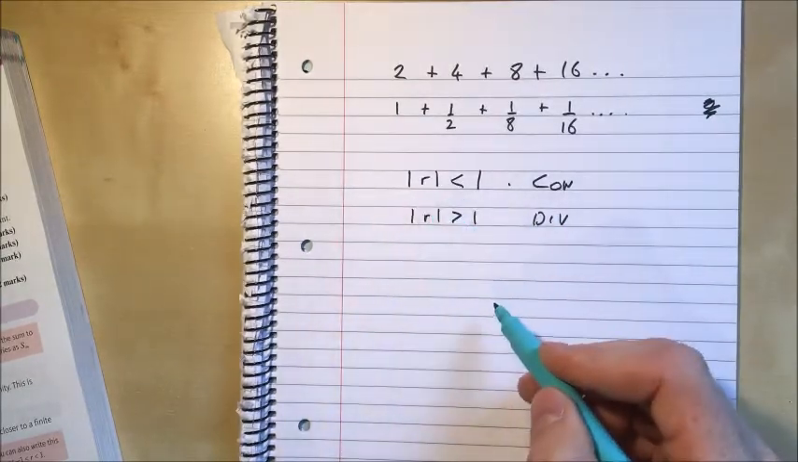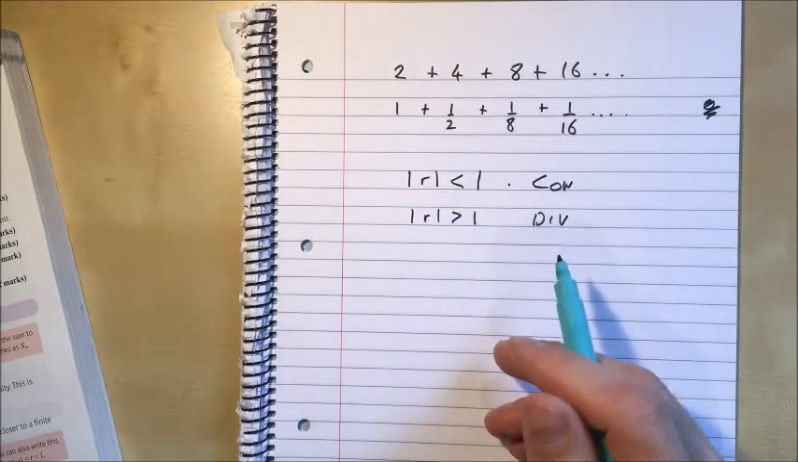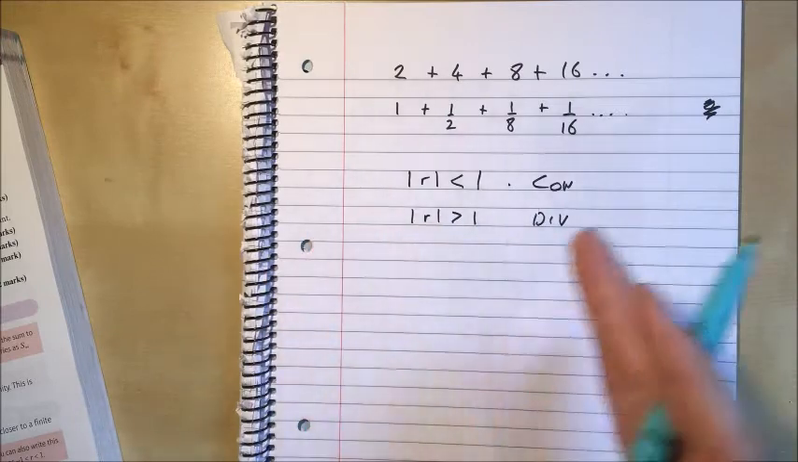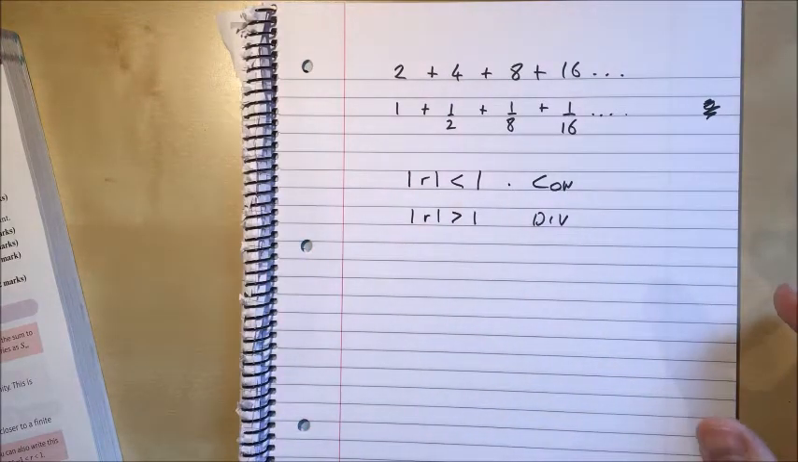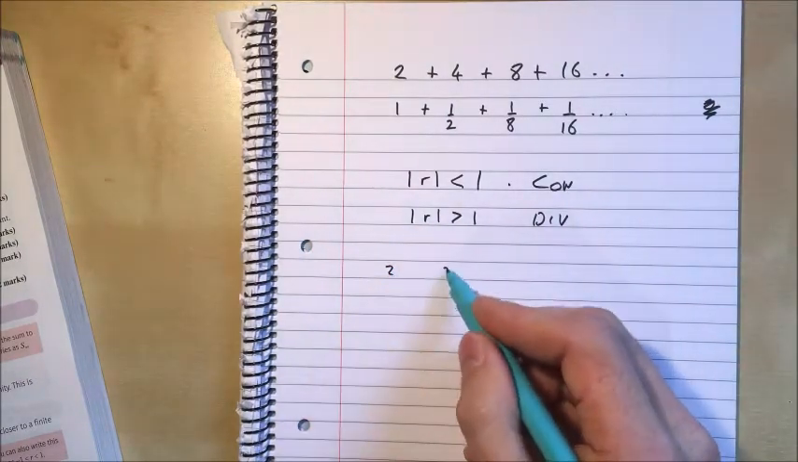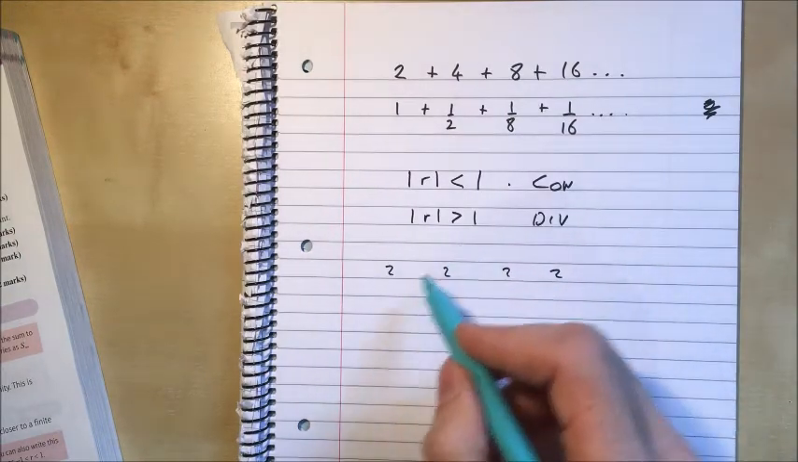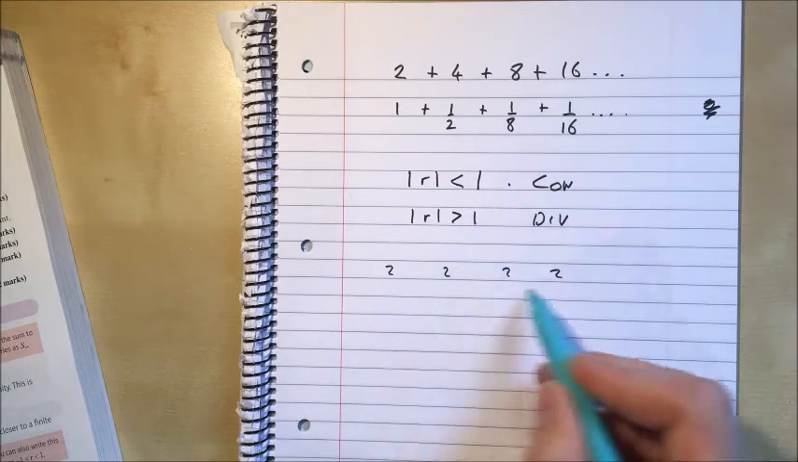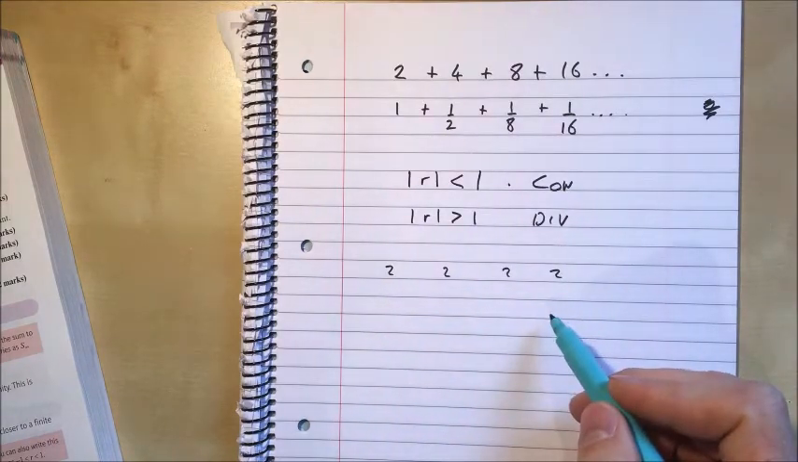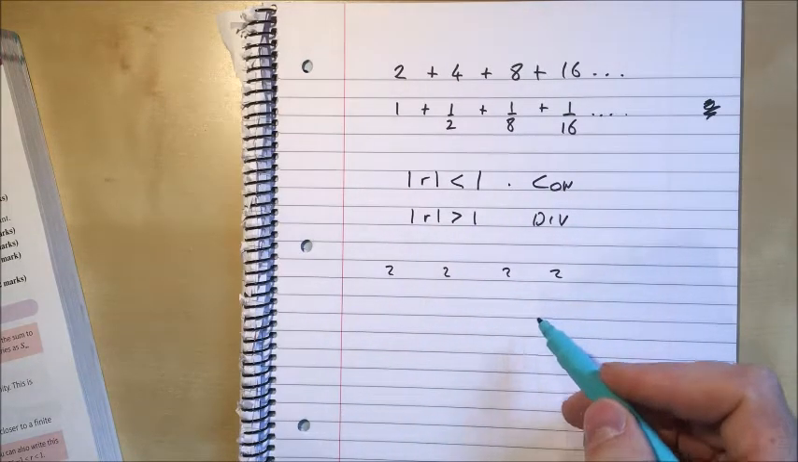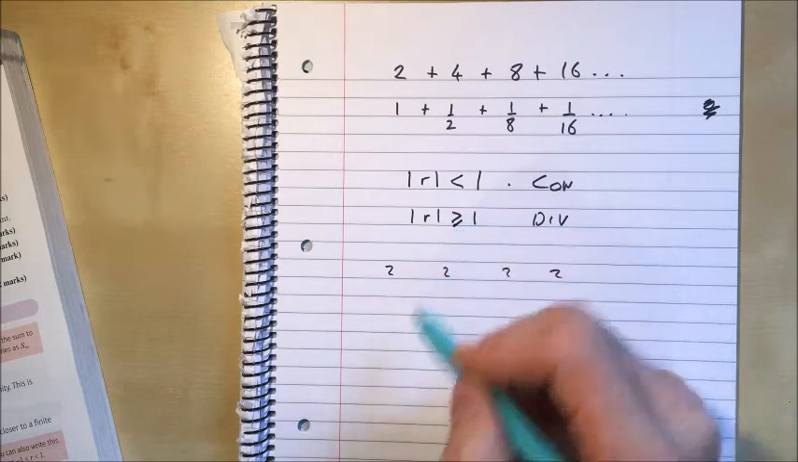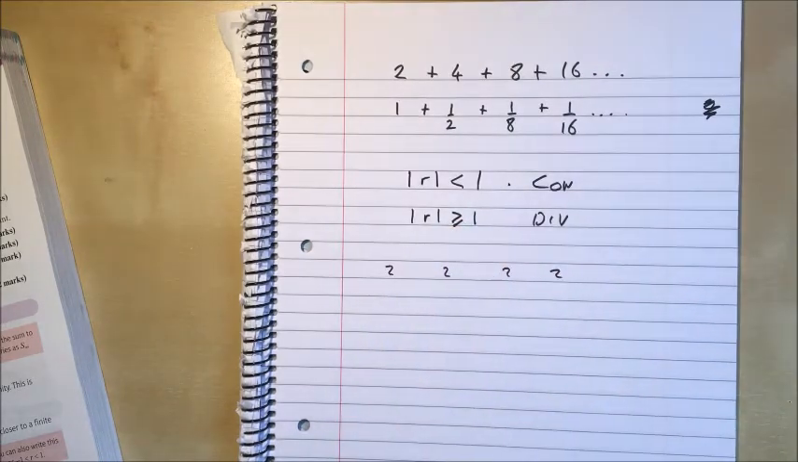Now if r is equal to 1, then the sequence is just the same number over and over again, isn't it? So it would be something like 2, 2, 2, 2. That would be an r equal to 1 sequence. And if we're going to call it a geometric progression, which we kind of can, with a common ratio 1, then it would be a divergent one. So we can put a greater than or equal to symbol on there.